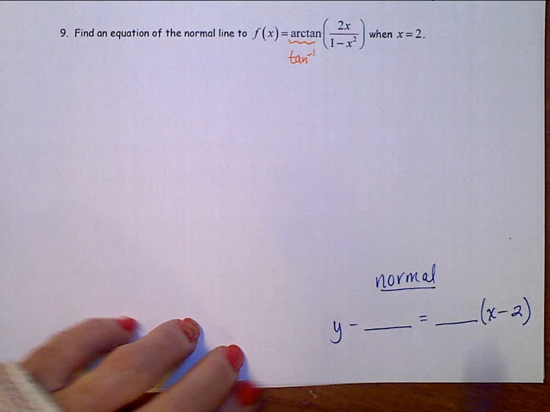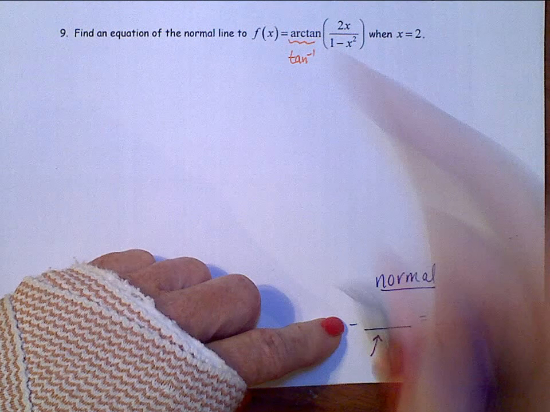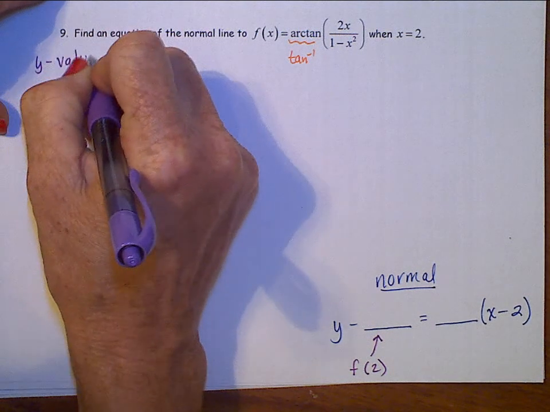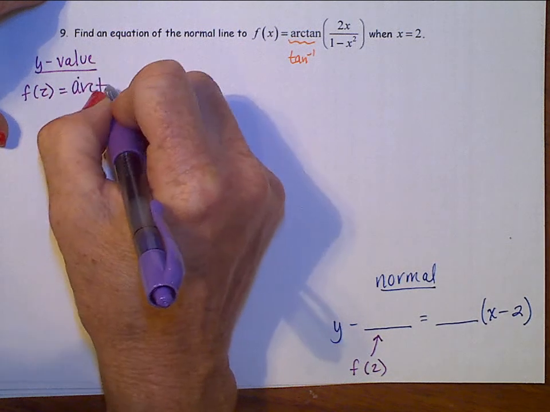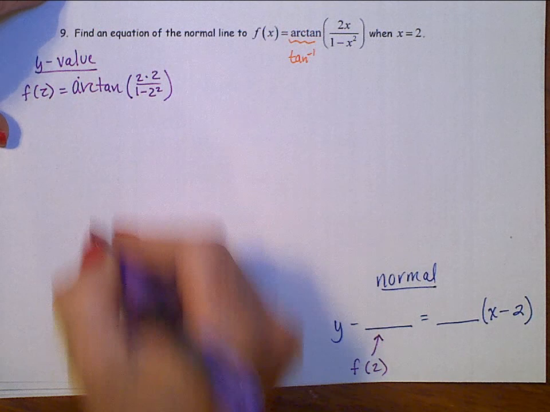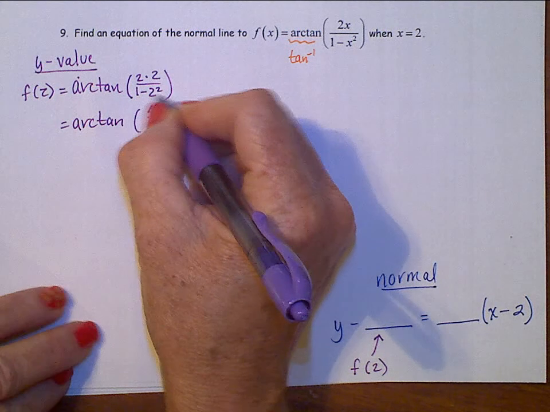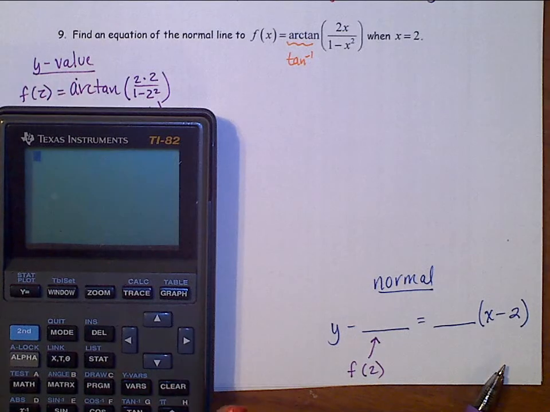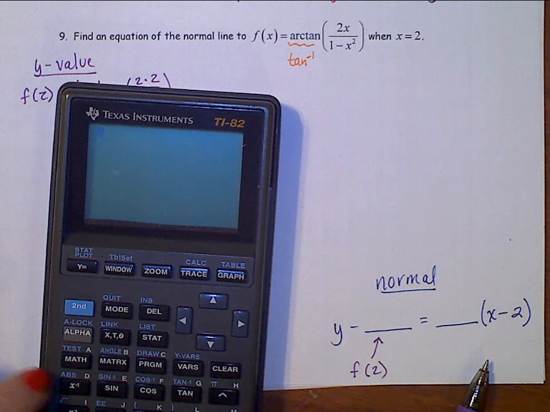All right, right here still is the y value. It's f of x, so I'm going to say f of 2. So let's go find that y value, f of 2. And that is arctan of 2 times 2 over 1 minus 2 squared. It's arctangent of 4 over negative 3. You're going to have to do this on your calculator because that's not a nice value that you have memorized for the inverse tangent.